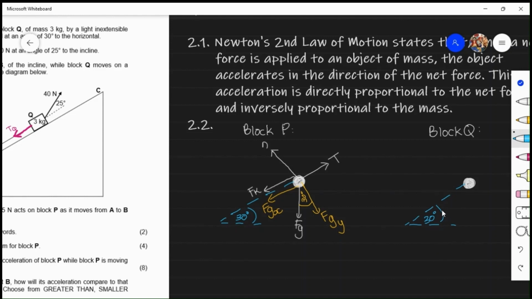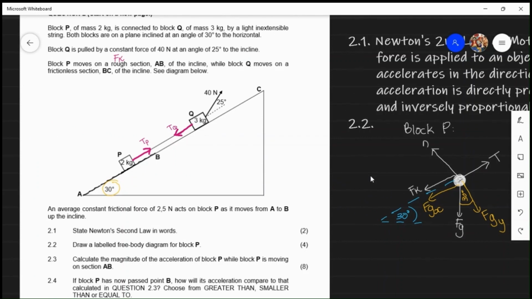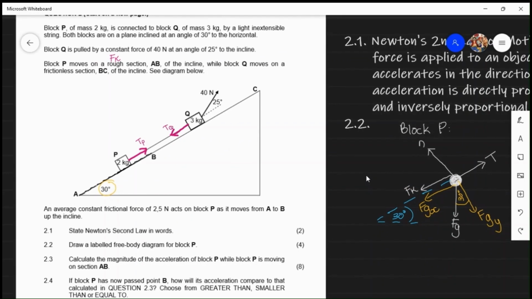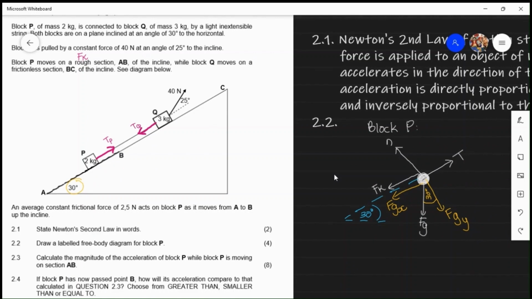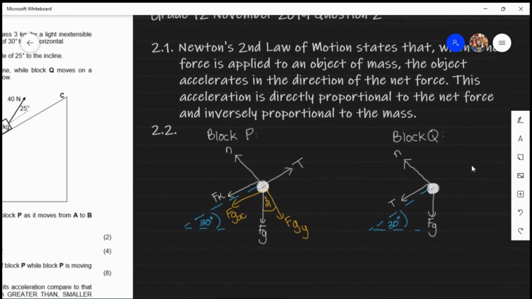Now, our mass Q has gravitational force acting on it because it has mass. It also has normal force acting on it because it is moving on a surface. It has tensional force going down the incline. Now keep in mind, we were told that surface BC is frictionless. Therefore, block Q will not have a kinetic frictional force acting down the incline. But we will have an applied force that is inclined at 25 degrees. So let us include that.